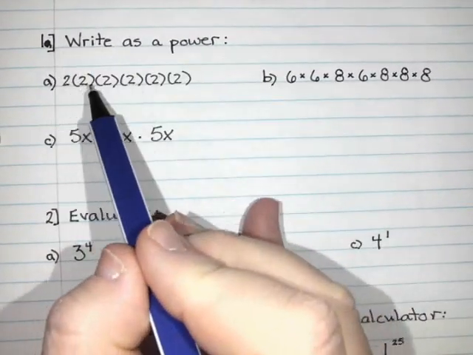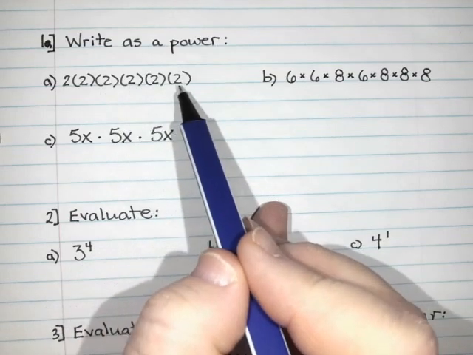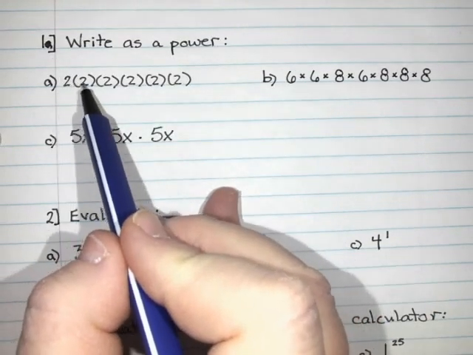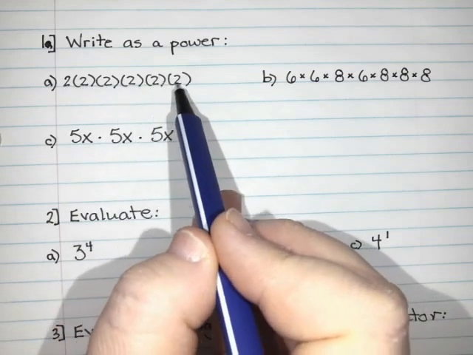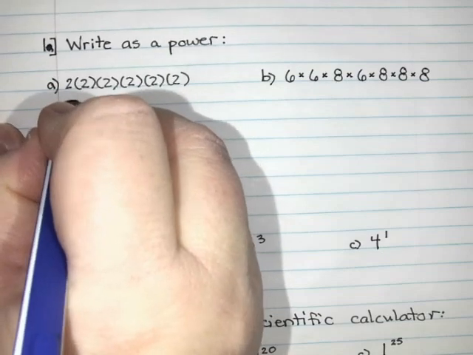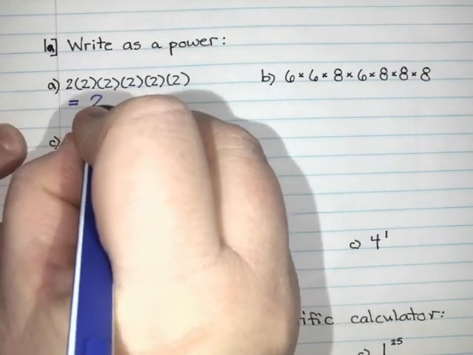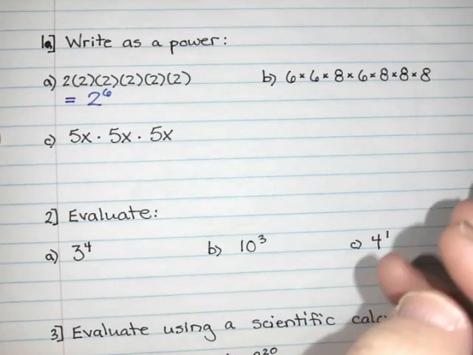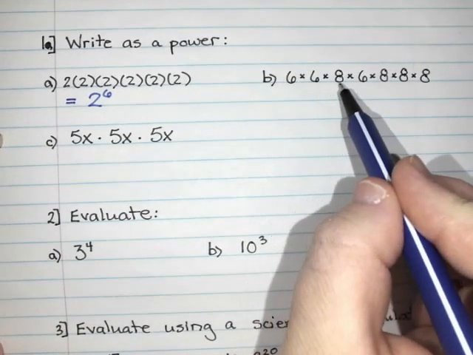I have 2 times 2 times 2 times 2 times 2 times 2. That's a lot of 2's. I'm going to count them up. I have 1, 2, 3, 4, 5, 6. Since they're all being multiplied together, I can shorten this by saying this is 2 to the power of 6.